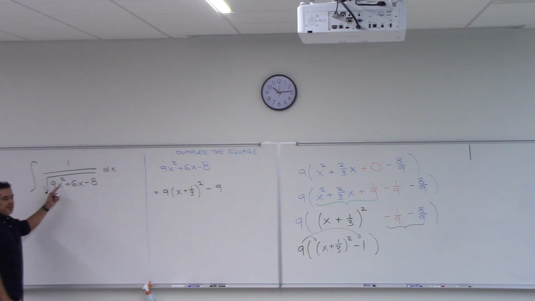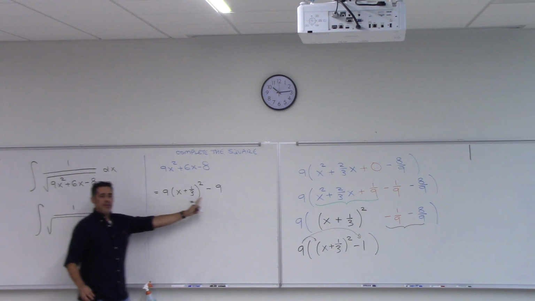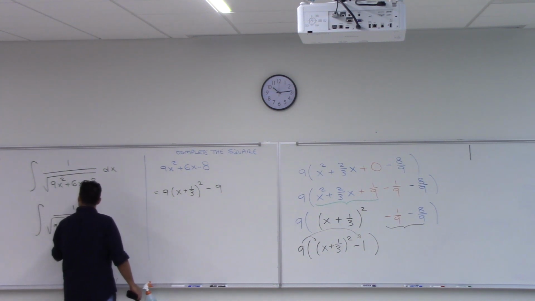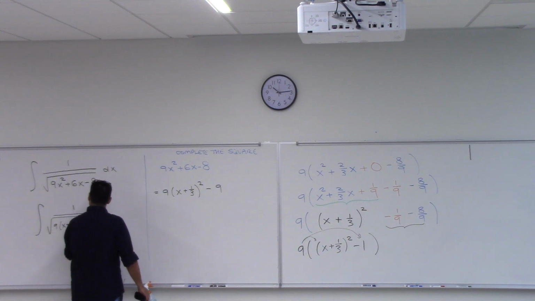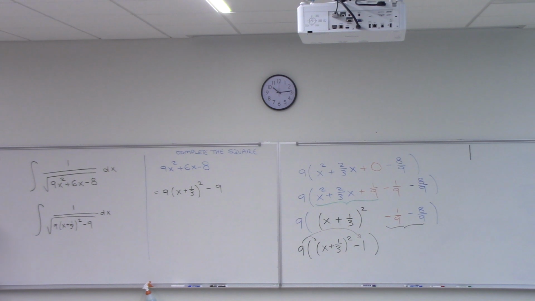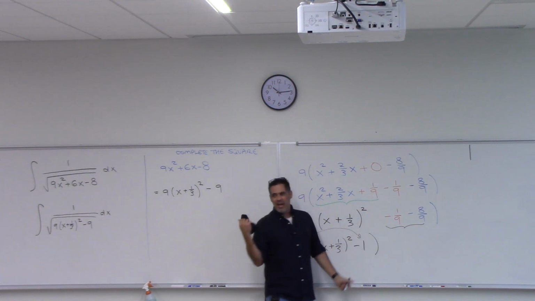So this can be rewritten as the integral of 1 over the square root of, and instead of that, I can have this there, can't I? I can have 9 times (x plus 1/3) squared minus 9, dx. That's because I just completed the square. And do y'all see that 9 that we just pushed through to both of these? Do y'all see we can take it back out?